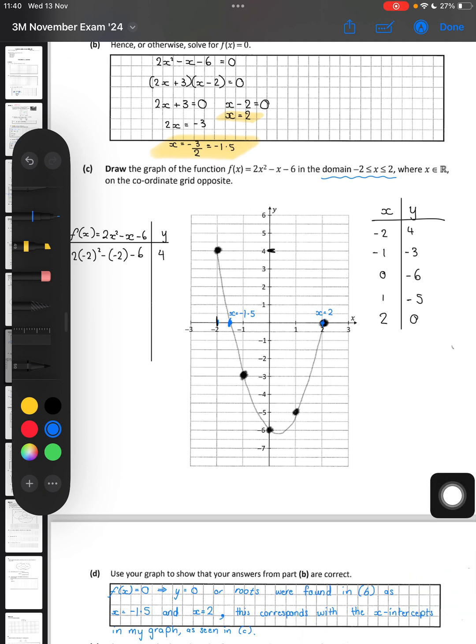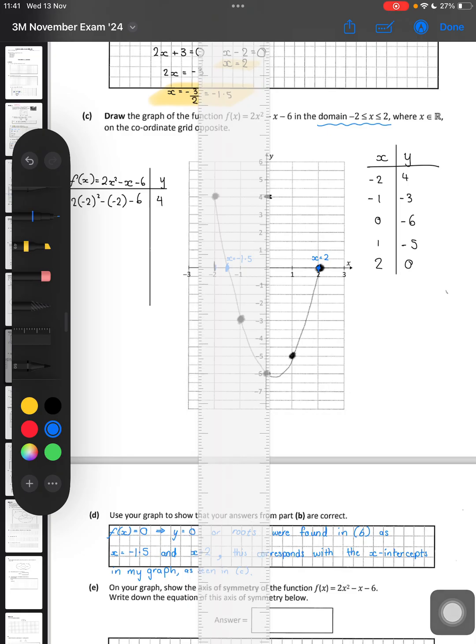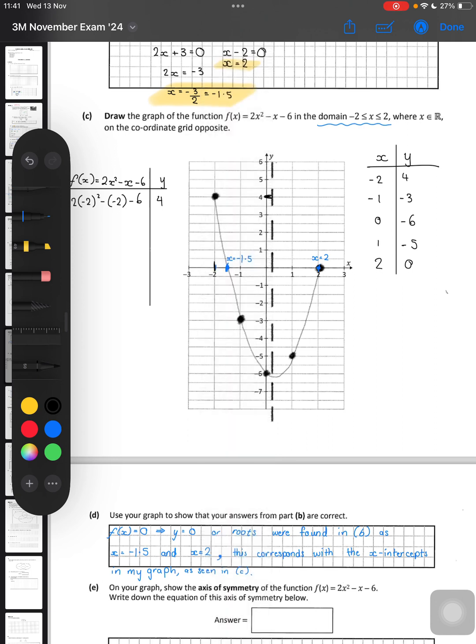The next question says, on your graph, show the axis of symmetry of this function and write down an equation for it. So 2 out of 5 marks for being able to show the axis of symmetry. Again, I am drawing a sketch of some sort, so I am going to use my pencil, and I'm going to draw in where I feel the axis of symmetry for the graph that I've drawn is.